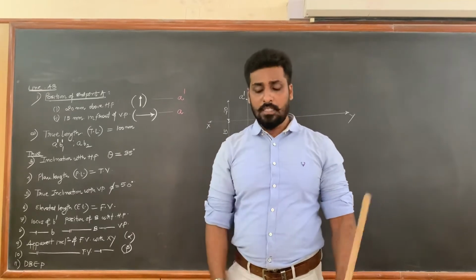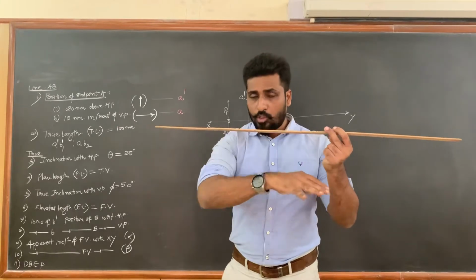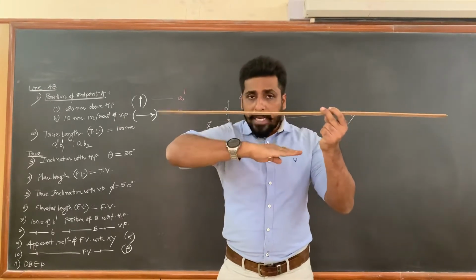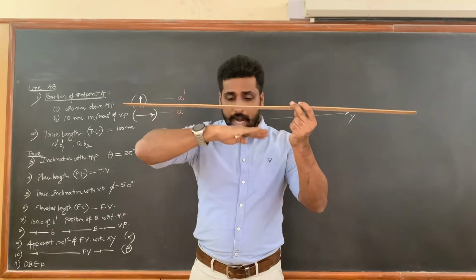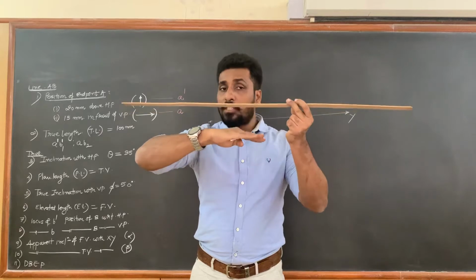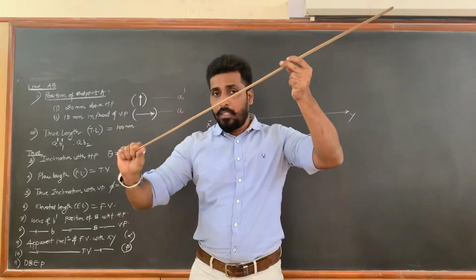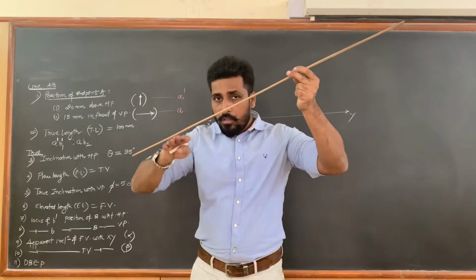The first one is the inclination of this line with the horizontal plane. So there's a horizontal plane and that's your line. Right now the line and the horizontal plane are both parallel to each other. That means the angle between them is 0 degrees. If I tell you that this line is inclined to the HP by an amount of 35 degrees.